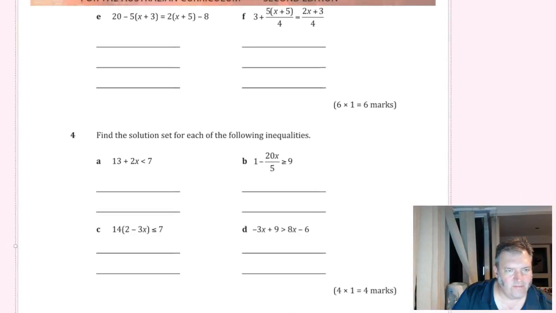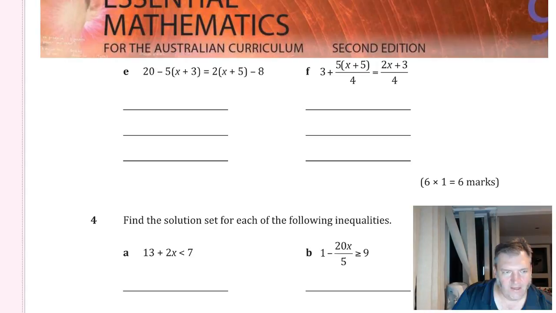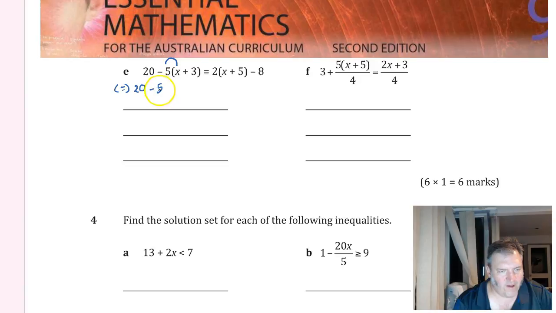I'm just going to zoom in a little bit because we're going to need the room here, I think. So, nice big long equation here. 20 minus 5 times x plus 3 equals 2 times x plus 5 minus 8. Remember, when we've got lots of brackets, let's expand them first of all. So this one's equivalent to, I'm going to leave the 20 alone. Negative 5 by x is negative 5x. Negative 5 times 3 is negative 15.